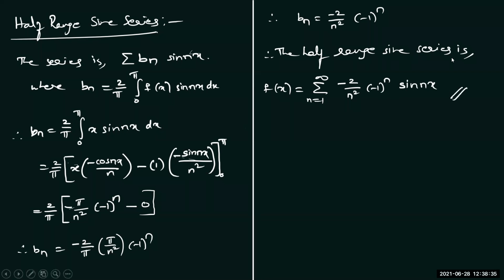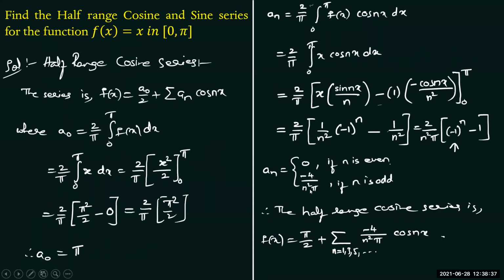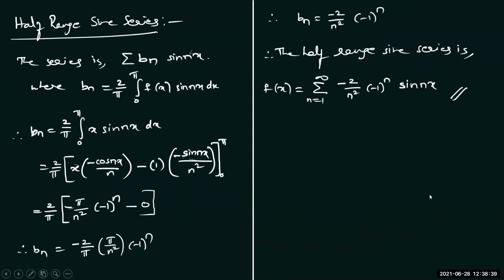So this is how you can write the half range cosine series as well as the half range sine series for any function. Right? When it is defined in the interval 0, pi, we have two options. We can find the half range cosine series and even the half range sine series for the given function. Okay.